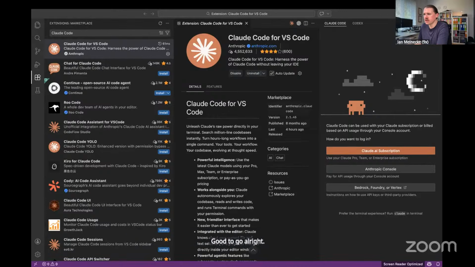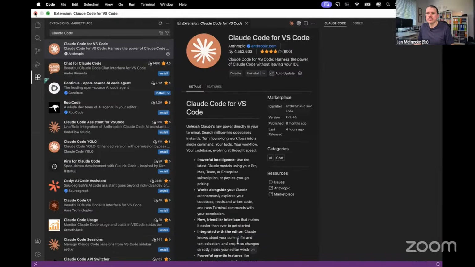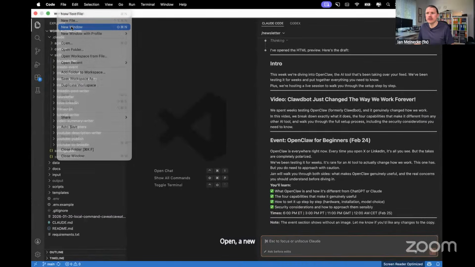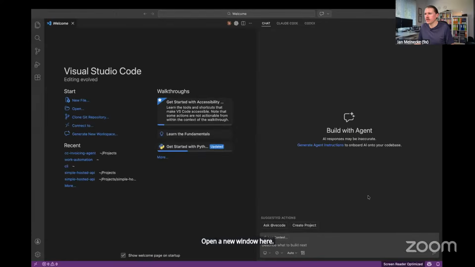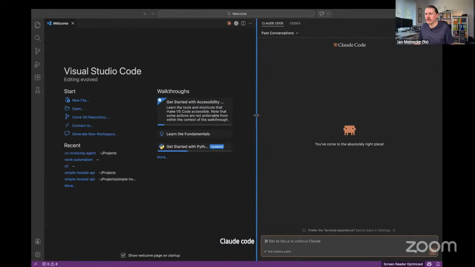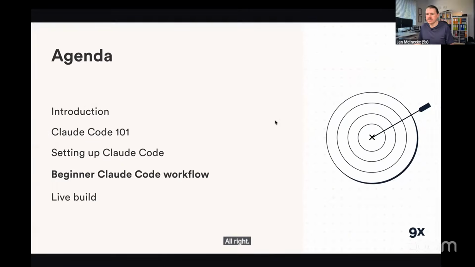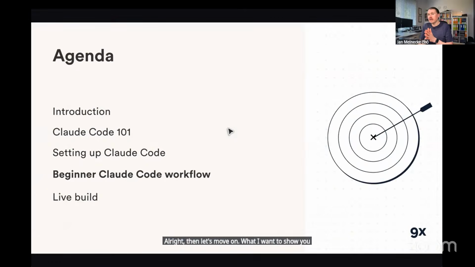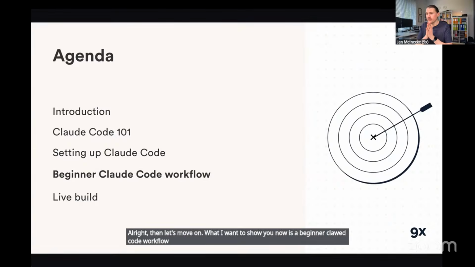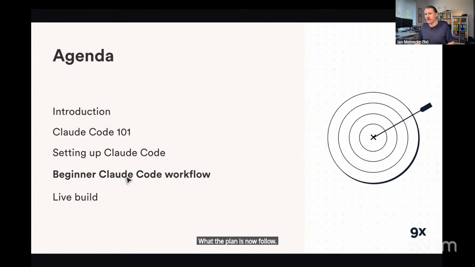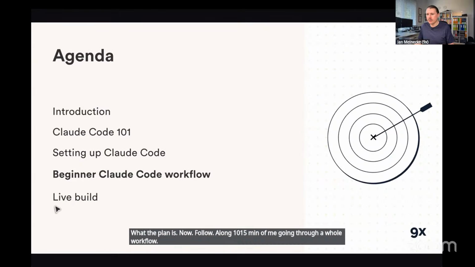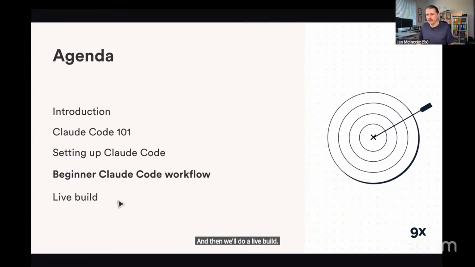All right, so let me just open this one and close it again. I might even just open a new window here and Claude Code. Perfect. All right. Then let's move on. What I want to show you now is a beginner Claude Code workflow. Right now, this is still me showing you a process. It's not something that you should follow along with right now because it involves connecting with an external tool and API keys. What the plan is now, follow along 10, 15 minutes of me going through a whole workflow, and then we'll do a live build all together.